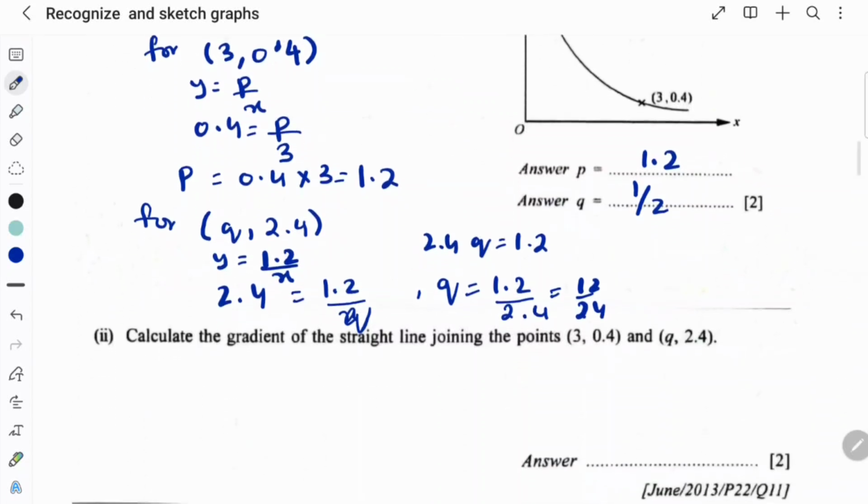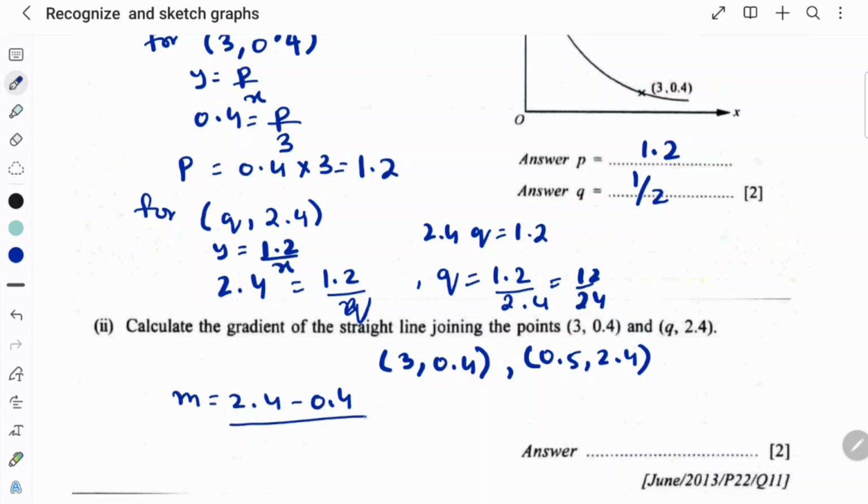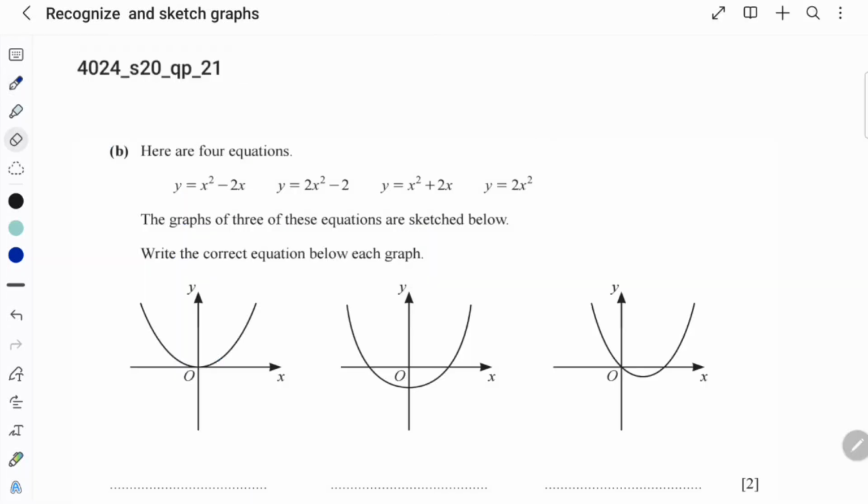Calculate the gradient of the straight line joining the points 3, 0.4 and q, 2.4. Okay, for this you must have the correct value of q. So that is 3 and 0.4, and q we have 0.5, 0.5 and 2.4. y2 minus y1 upon x2 minus x1, and we have found this is minus 0.8. Minus 0.8.